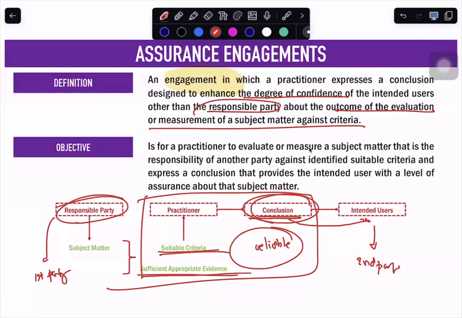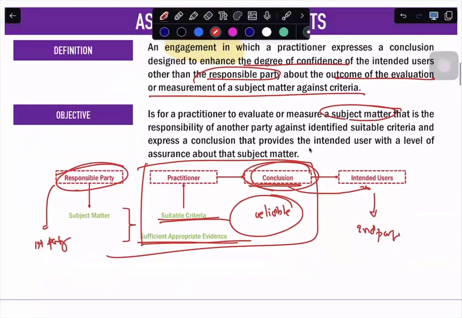Therefore, to look into the objective of an assurance engagement, we can derive it from the definition itself. It is for the practitioner to measure a subject matter that is the responsibility of another party against suitable criteria and express a conclusion that provides the intended user with a level of assurance about that subject matter. So since we want that particular assertion to be reliable, we are giving an assurance over the reliability of that particular subject matter or assertion.